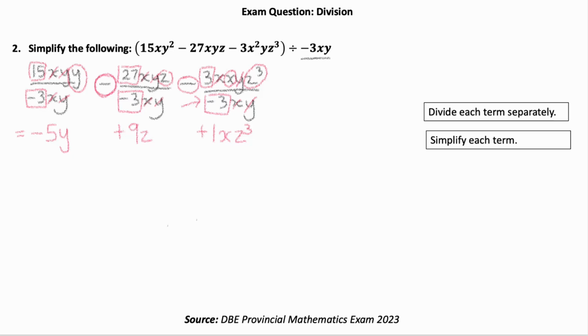Now we can put all the simplified terms together. So we have negative 5y plus 9z plus xz cubed.